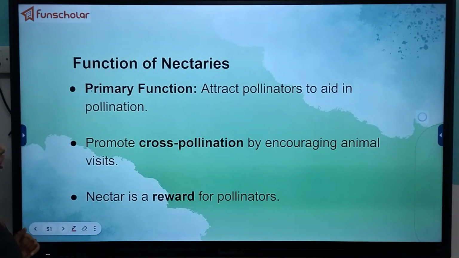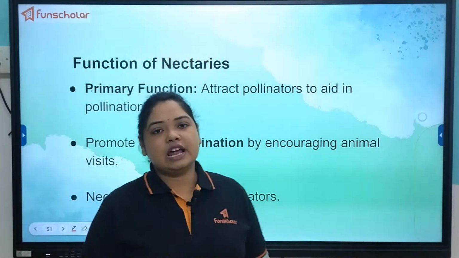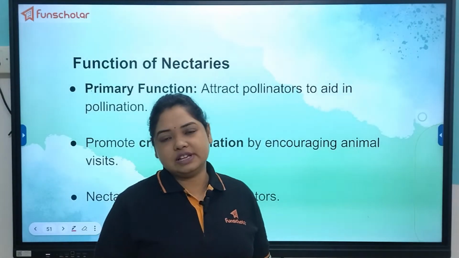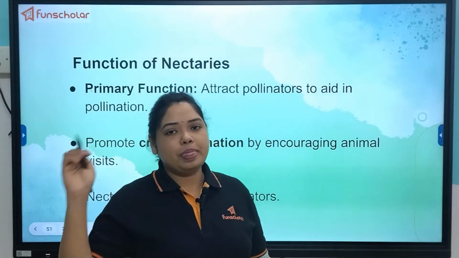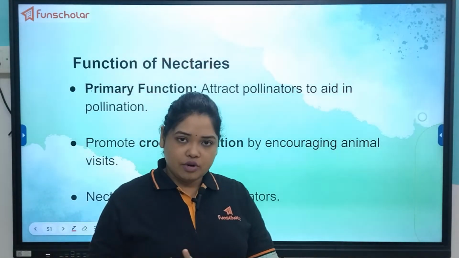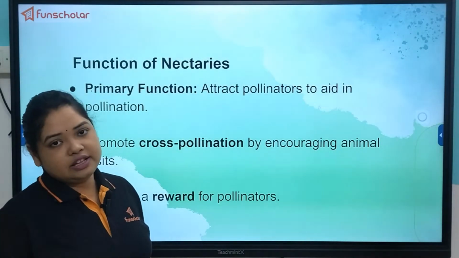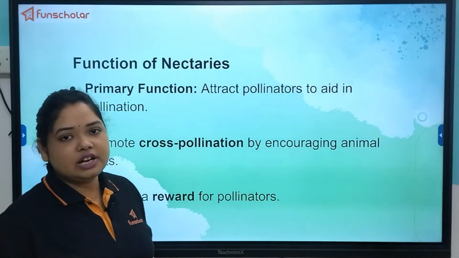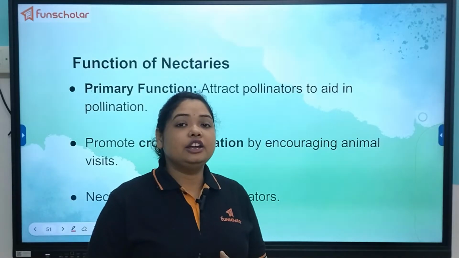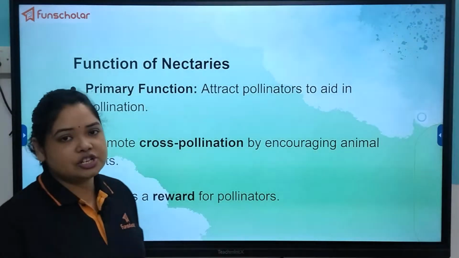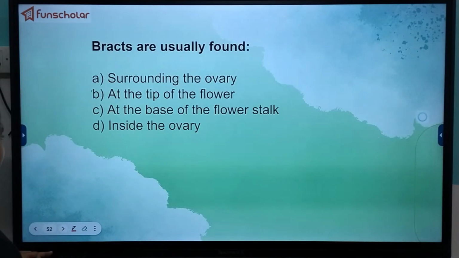It also promotes cross-pollination by encouraging animal visits, because the animals, that means the ants, the bees, the butterflies, they actually visit so many flowers. So the pollens from different flowers will come from different plants and then will get deposited in the flower. So definitely it is an example of xenogamy or cross pollination, and it will bring about genetic variation in the flower. And nectar is a reward for pollinators for which they come.